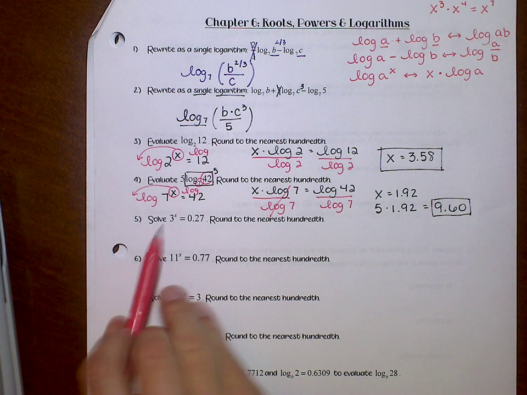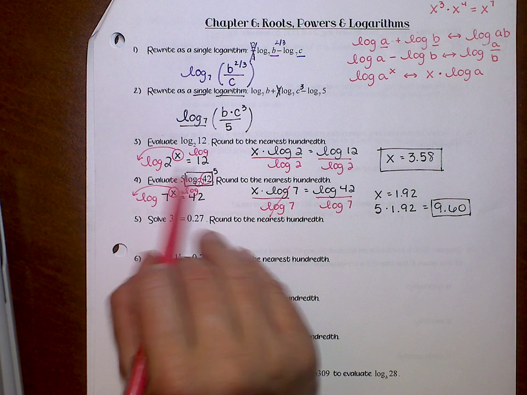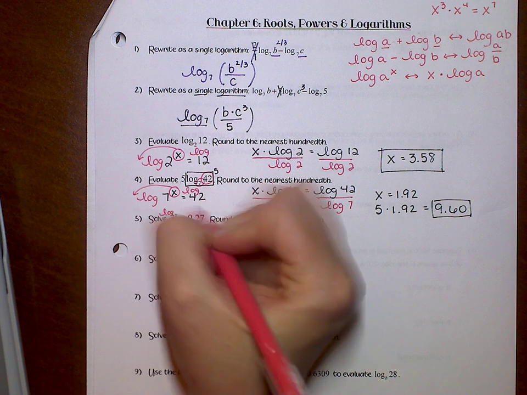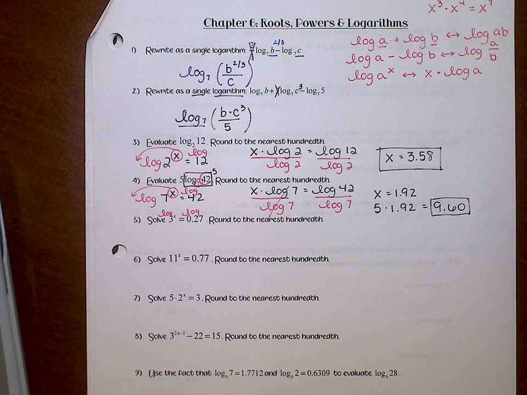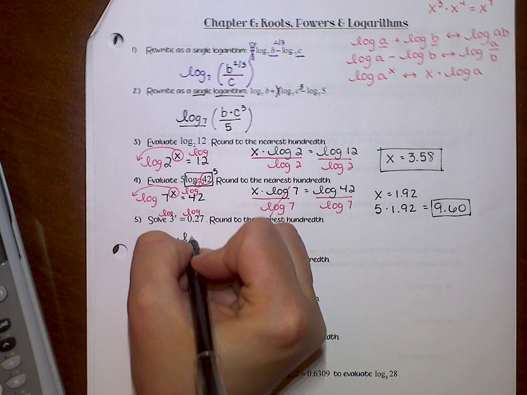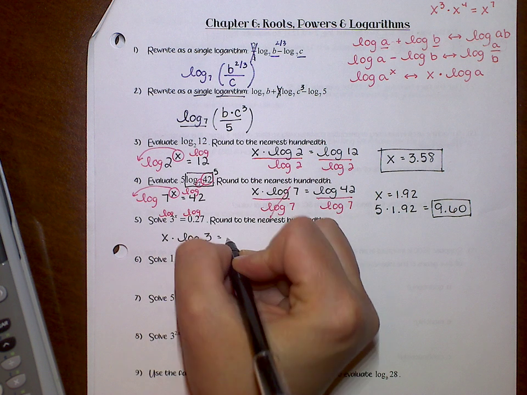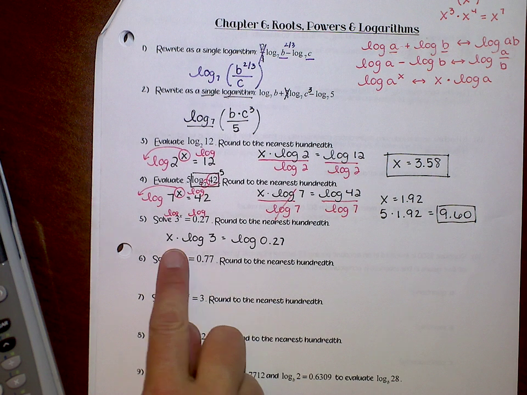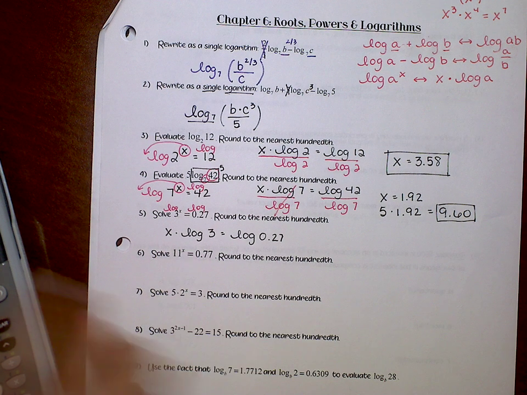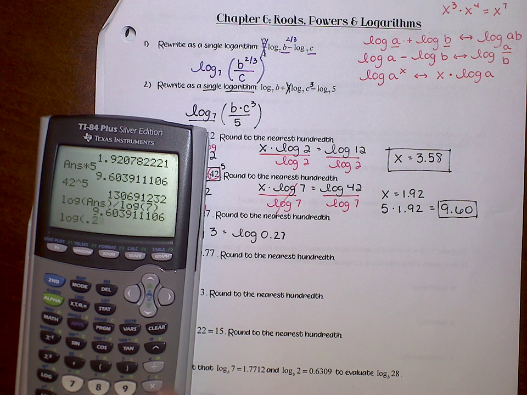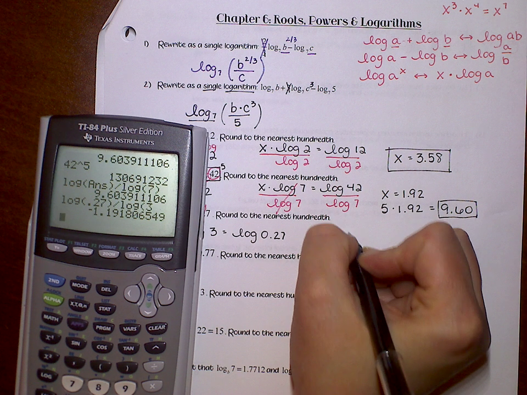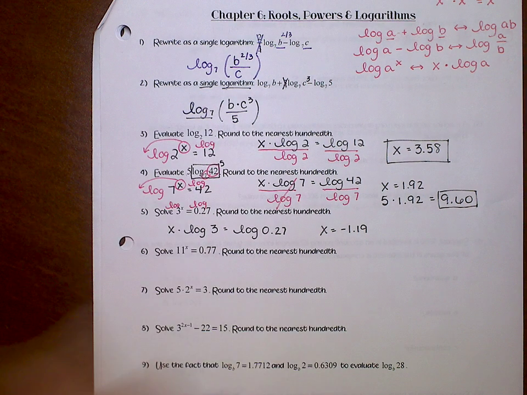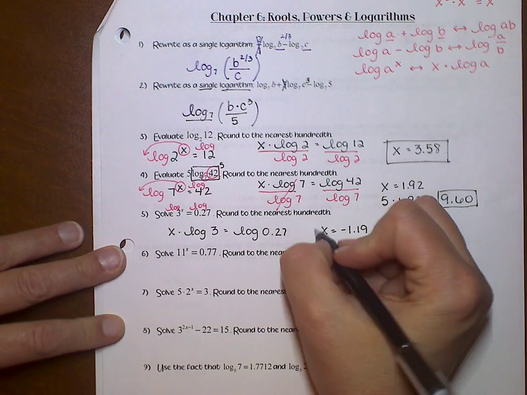Okay, so number 5 starts me in the same place that I started here. I'm just taking a log and a log, so that I have x times log 3 equals log 0.27. To save myself some time, I'm not going to write out all those in-between steps. I just know that I need to do this log divided by that log to get x by itself. So let's try that. Log 0.27 divided by log 3, and I end up with negative 1.19. It makes sense to me that that's negative because I'm taking a 3 and using a power to turn it into some smaller number.